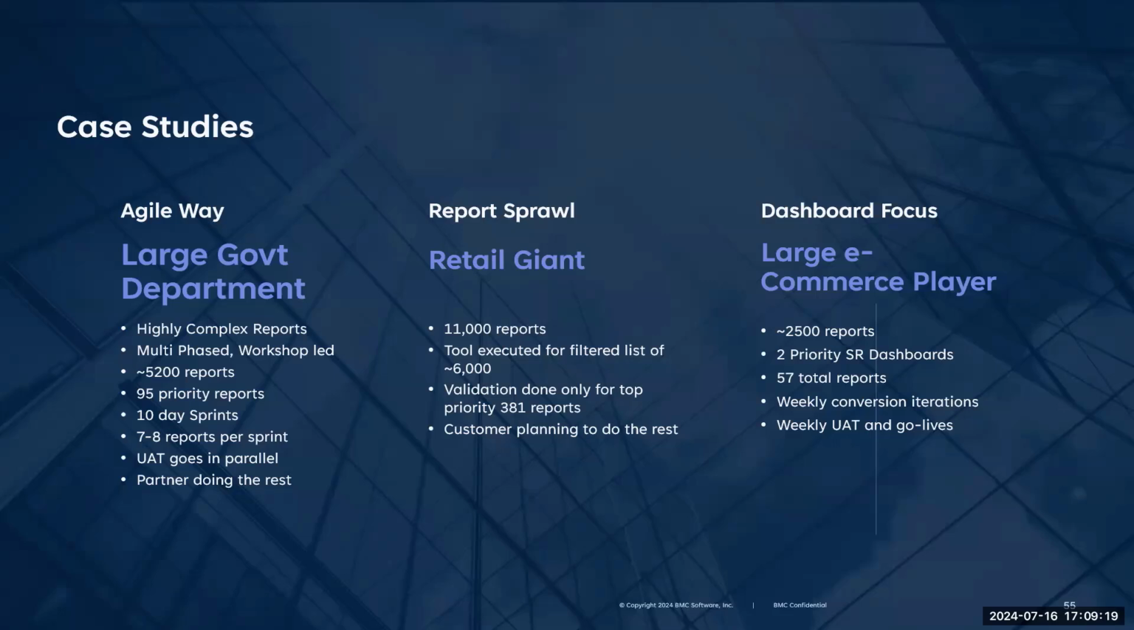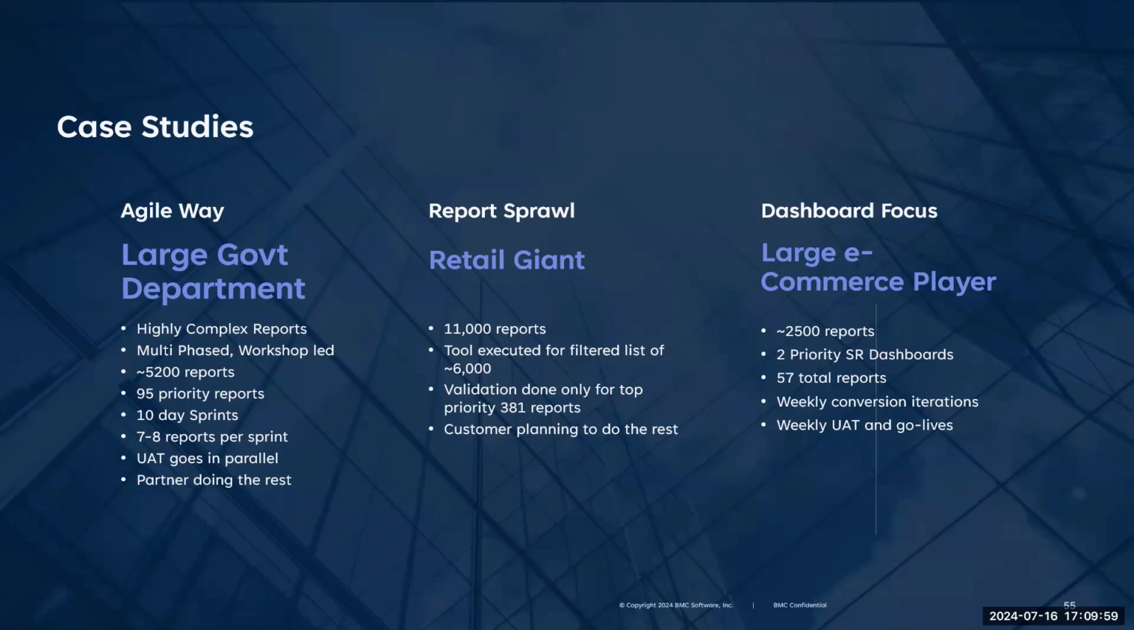The last one we have is a good example of looking at things differently. So instead of looking at reports first, they wanted to do dashboards first. So it's just a different way of planning. It achieves similar results. You are again converting the reports, but which reports, they used the dashboard as the criteria. So they had some 2,500 reports, but they started with two priority dashboards, which had 57 reports in all.